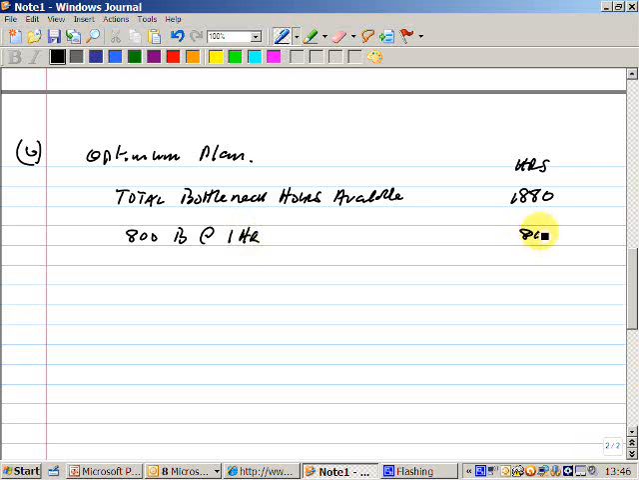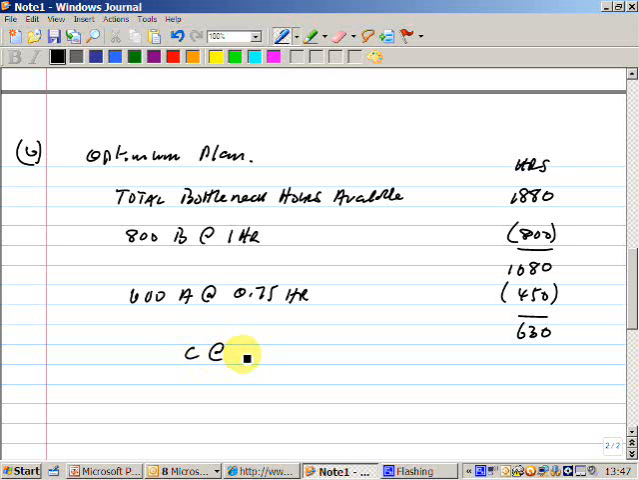Okay, so that would be 800 hours comes off there, which leaves us at 1080 hours. Next what we want to do is 600 B at 0.75 hours, and so that multiplies out at 450 hours. So again, reducing that down, that leaves us with 630 hours remaining.